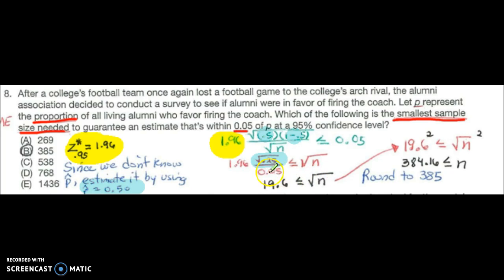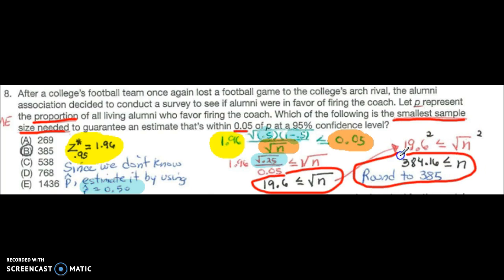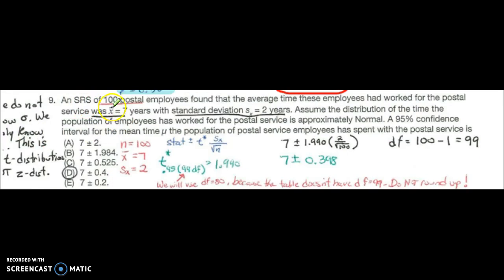To make this easy, if I have 0.05, I'm going to take this and switch it with the square root of n. So now I got 19.6 is less than or equal to the square root of n. Square both sides. I have to round this to the nearest whole number. That would be 385.